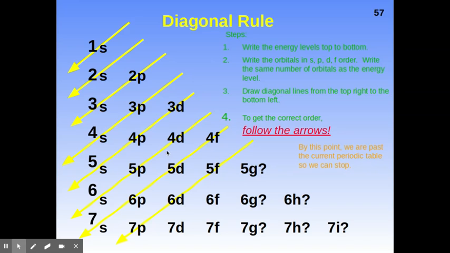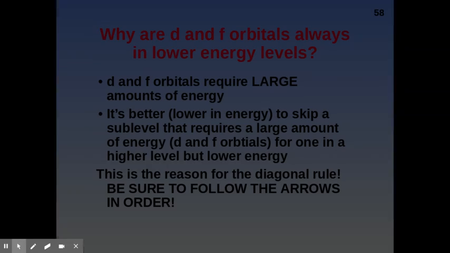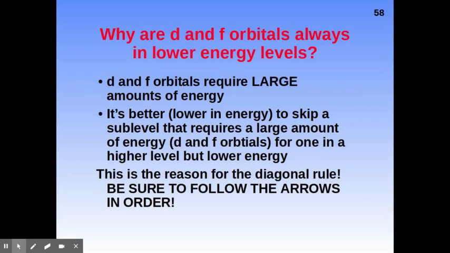The f's and the d's are kind of weird. Electrons will go to a 5s before they fill a 4d. They can get a little bit lower energy in the 5s than in the 4d, so they'll fill the 5s and then the 4d. They'll even go to the 6s before they fill a 4f. So the f's lag 2 levels behind, and the d's lag 1 level behind. This is why the diagonal rule is diagonal. If you just follow the arrows, you'll stay in order.